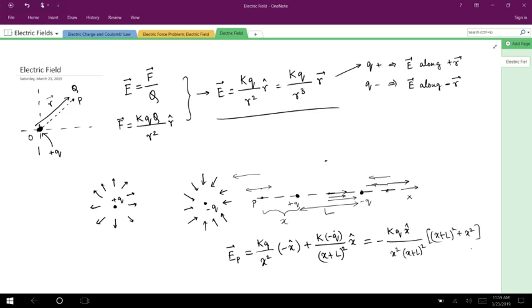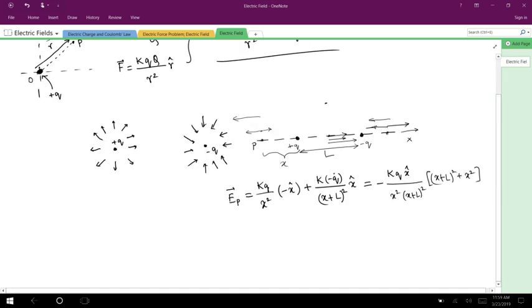Okay, so that's our electric field at the point P. Depending on what L is, we will find a result for it. But generally, if the two charges are exactly the same, then this number you can see is going to be a negative number times x hat. And that shows you that this electric field is going to be in the negative direction. Okay, we can do the exact same thing for other points.